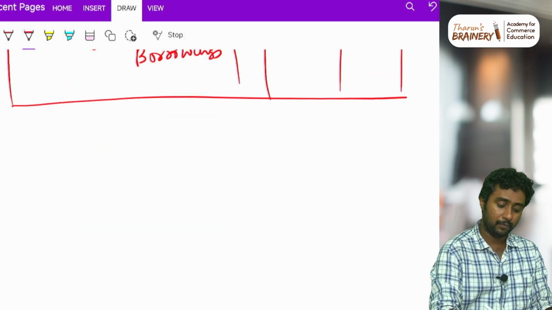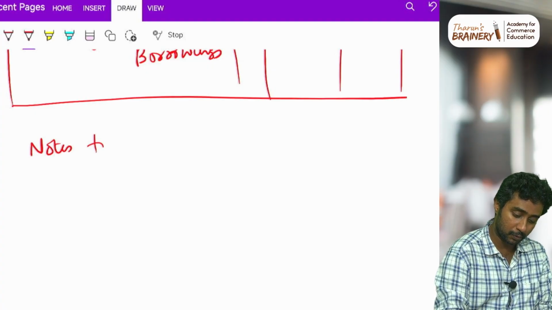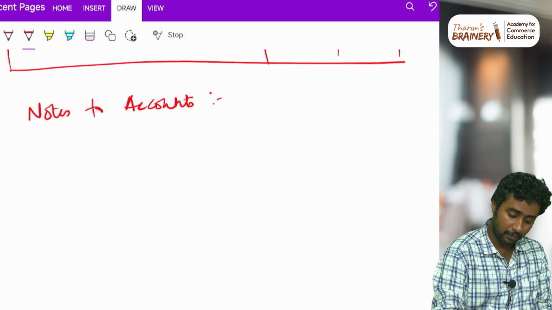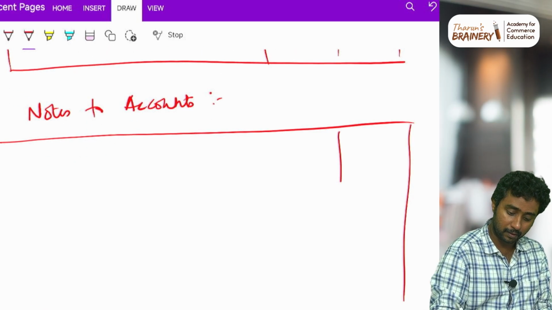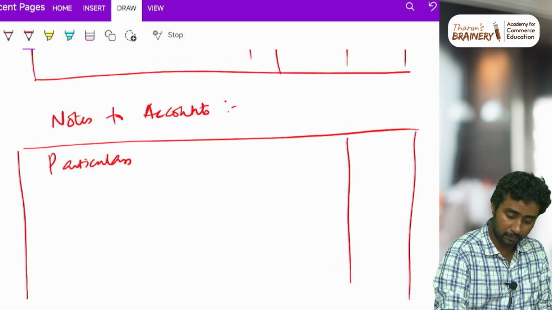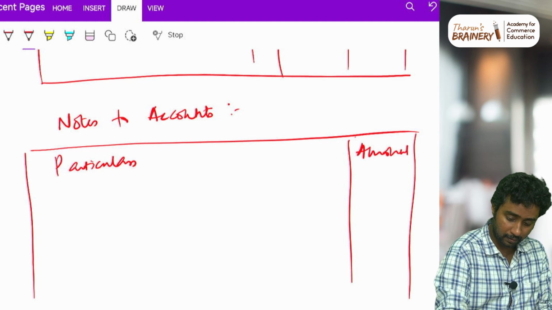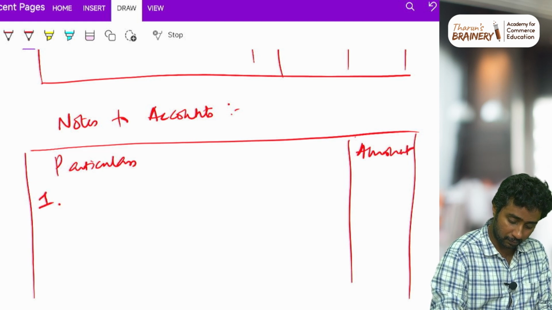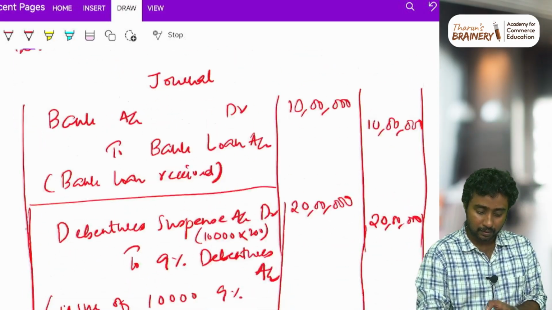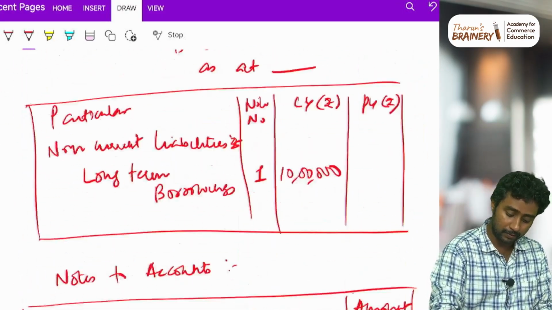Then we will prepare notes to accounts. In that I am just drawing one amount column only. Some used to draw two amount columns and all. Particulars, amount, note number 1 is for long term borrowings. Same as the previous method, here also we will be writing loan from SBI.